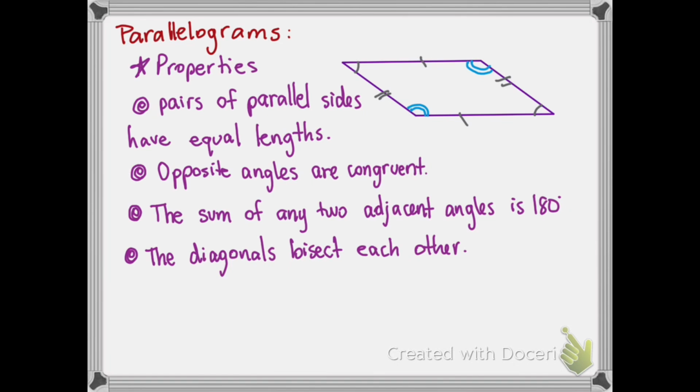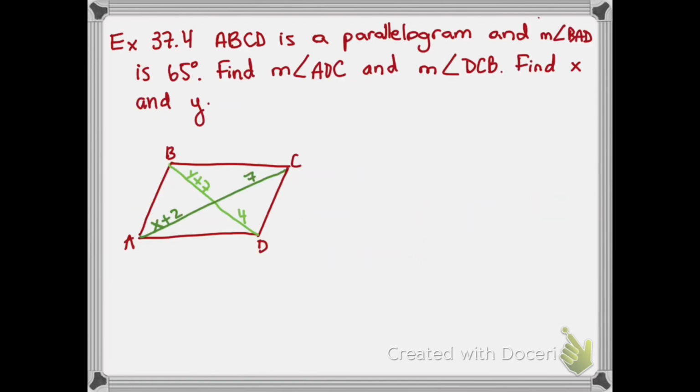Finally, the diagonals bisect each other. What that means is that if I draw the diagonals like this, they bisect each other. So those are the same, and this one is the same as this one. Okay, so bisect means that they cut each other in half. So let's look at an example.